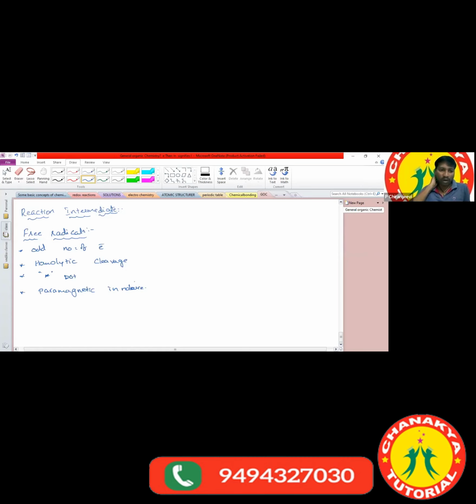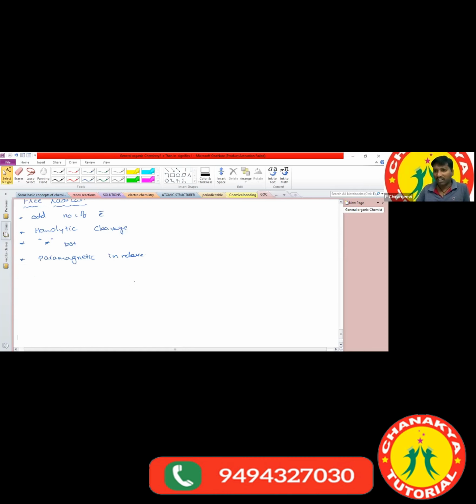They are obtained from homolytic cleavage. We represent them with the dot symbol. Free radicals are paramagnetic in nature. Where can we observe them? In the chlorination reaction, which you already studied in the haloalkanes and haloarenes chapter. The free radical reaction mechanism is completed in 3 steps. How many steps? 3 steps. We are going to study this clearly there.